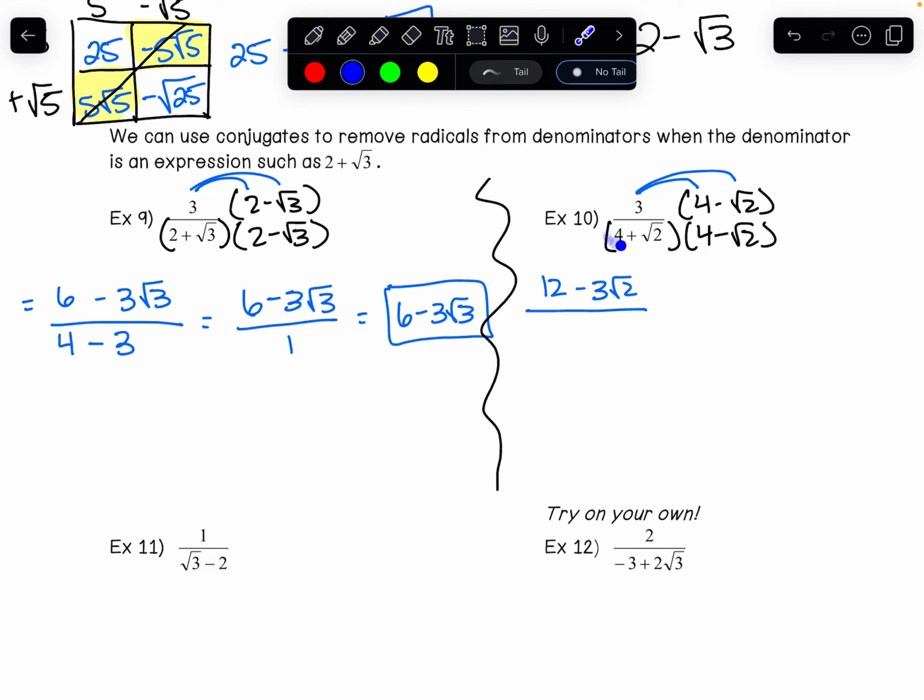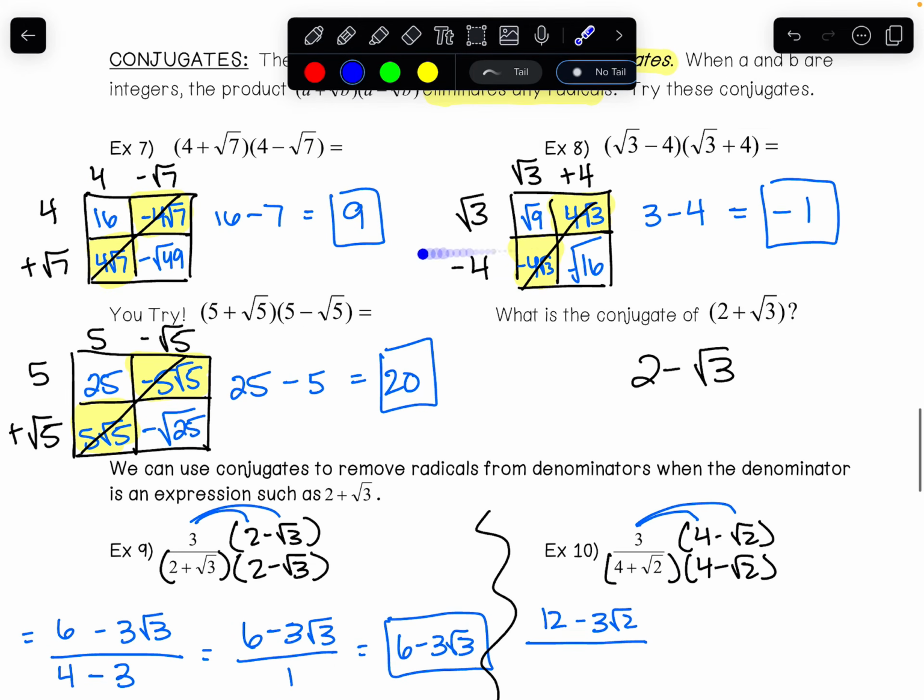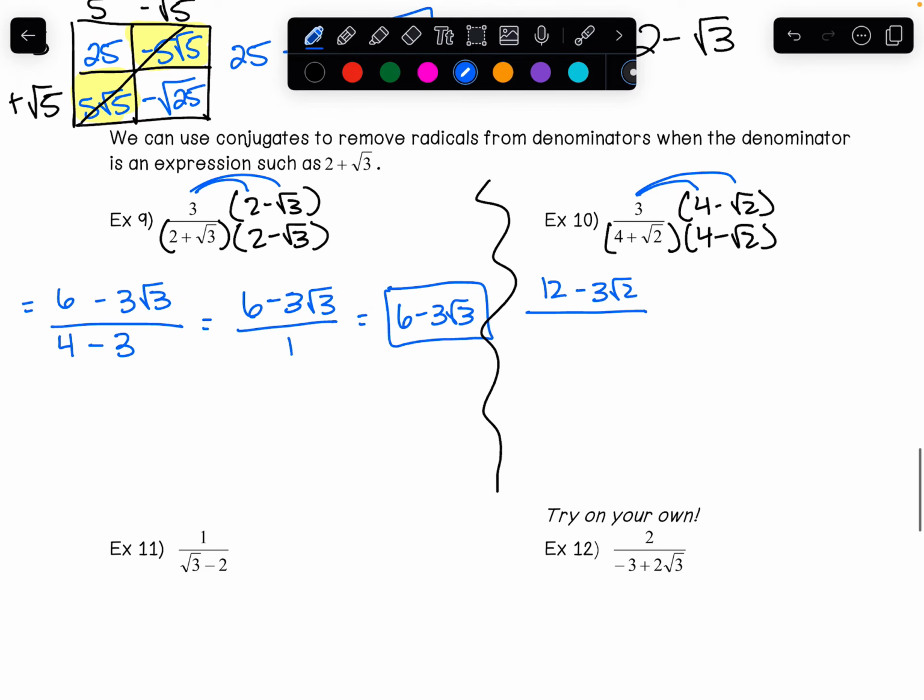To multiply these conjugates, you're going to do exactly what we did in these three problems. If it helps you, draw out your box to do that. So I'm going to have 4 plus the square root of 2 and 4 minus the square root of 2. 4 times 4 is 16. Here I'll get negative 4 square root of 2. Here I'll get positive 4 square roots of 2. And here I'll get negative square root of 4.